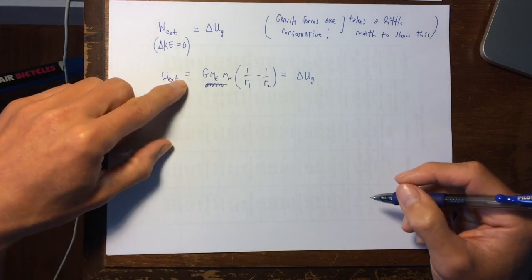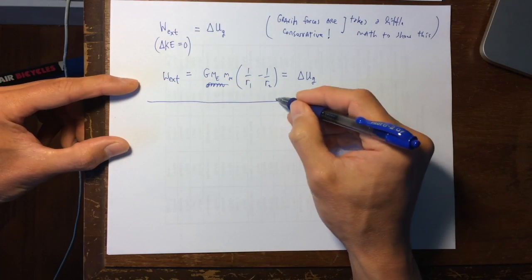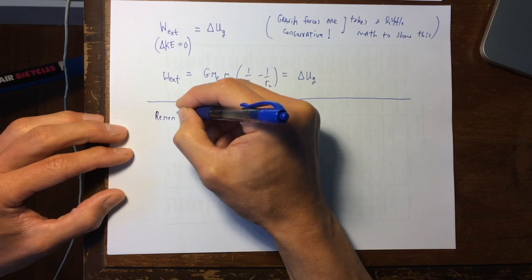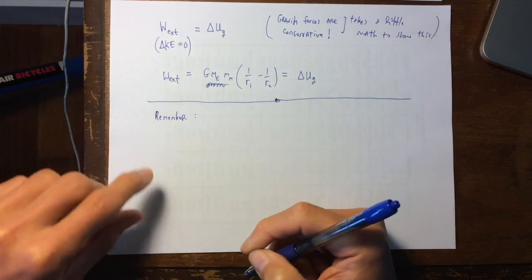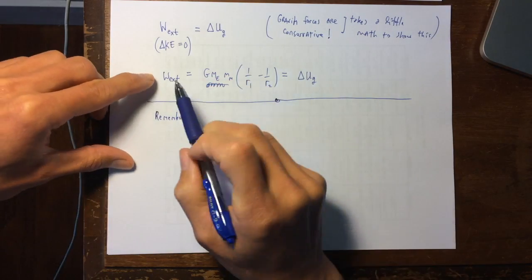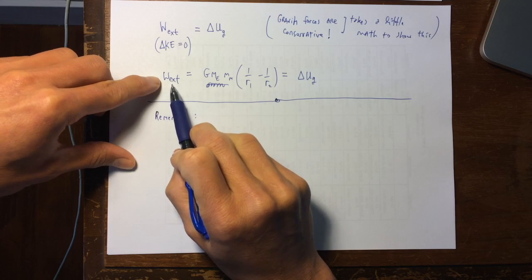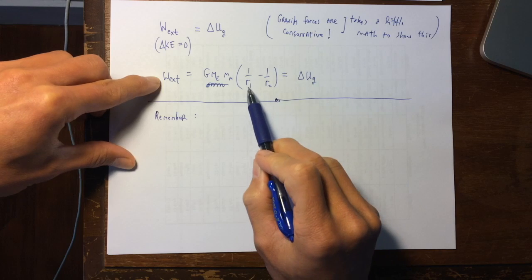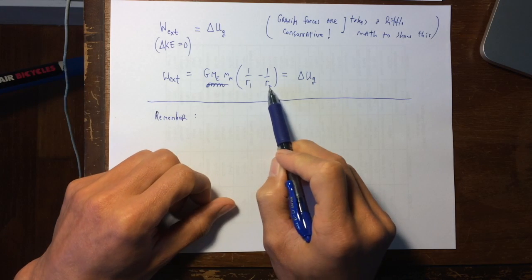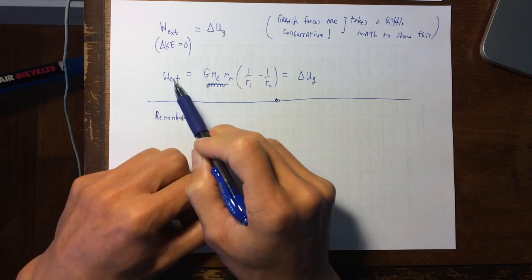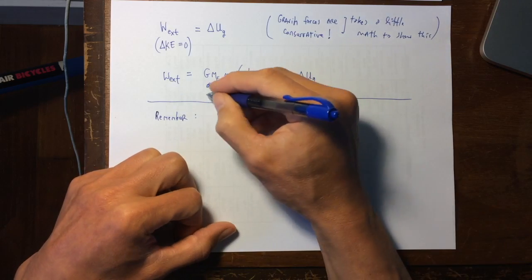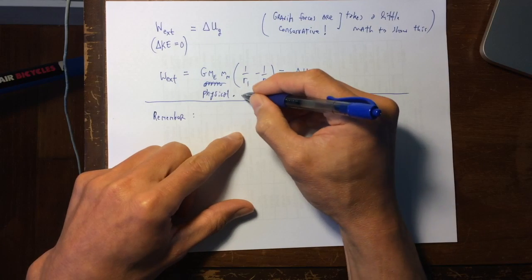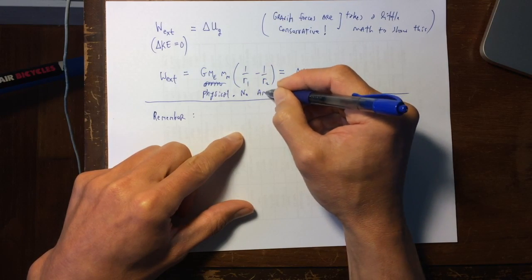All right. So this is a big deal. The work done to move, say, the moon away from the Earth from position R1 out to position R2, that work done is very physical. There's no ambiguity.